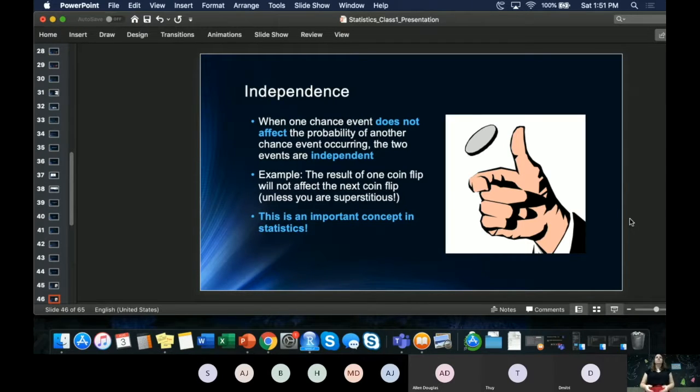Independence is really important. If there are two events happening, and one event occurs, say you flip a coin and it turns up heads, then unless you're a really superstitious person, if you flip a coin again, the first coin flip should not impact the second.